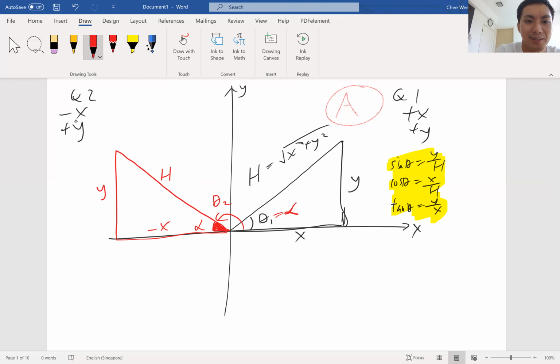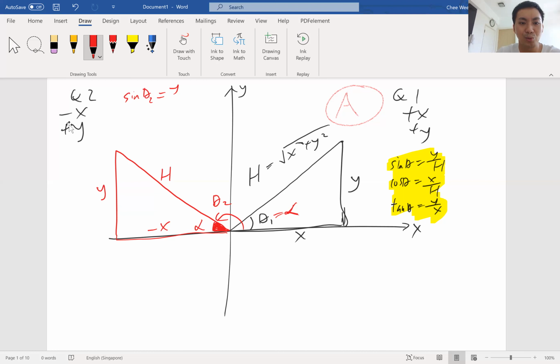So from here, sine theta 2 to be precise is actually, give me a minute, sorry, someone talking on the top. Okay, sorry, some delivery stuff.